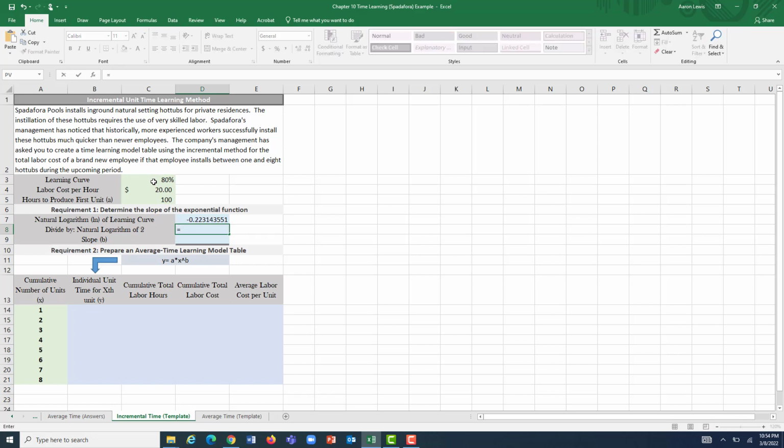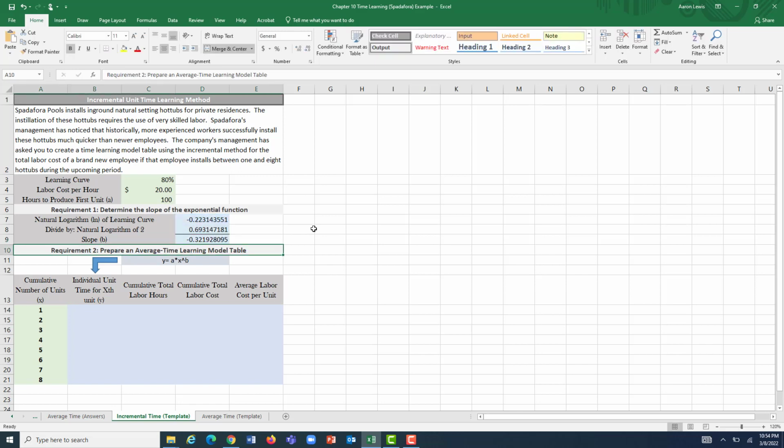Here, I'm going to take the natural log of 2, so ln, open a parenthesis, type in 2, close the parenthesis, you get that number. And then when I divide the natural log of the learning curve by the natural log of 2 here, I'm going to come up with that decimal. And you're probably thinking to yourself, what in the hell does that mean? The natural log of our learning curve is 80%. We're finding here the natural log of 2.